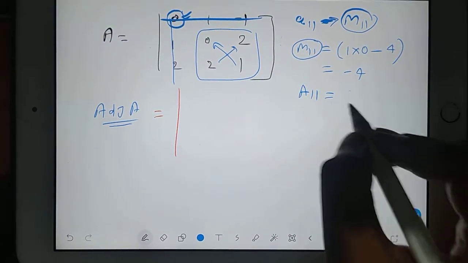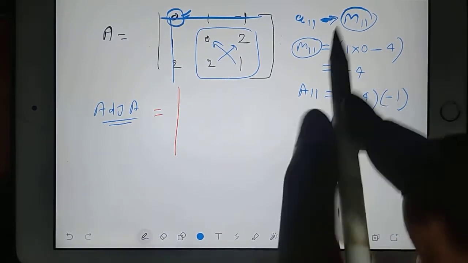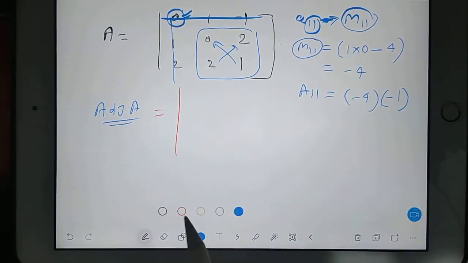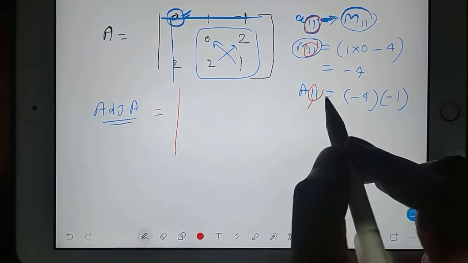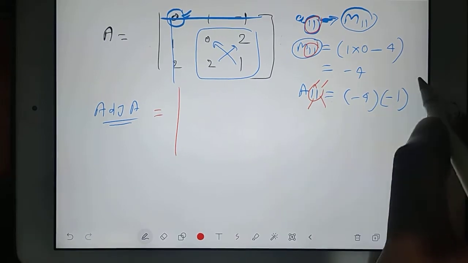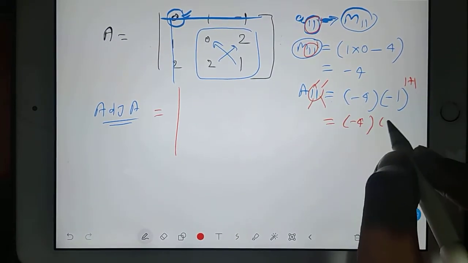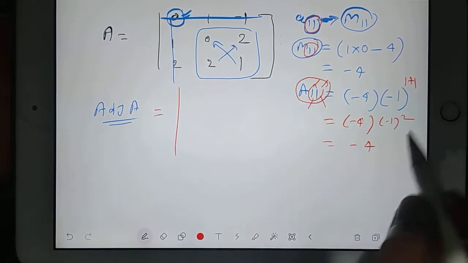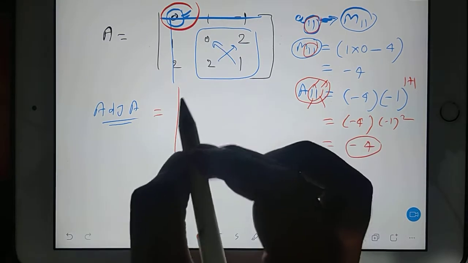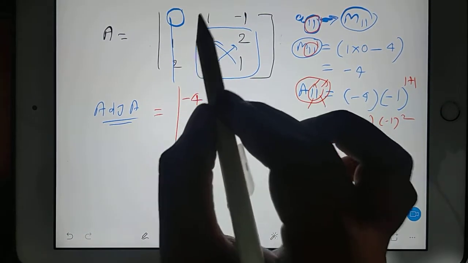Then immediately you find out A11. How will you calculate A11? In this minus 4, you put minus 1 power. You check the order. Order is 1 1. So your row is 1, column is 1. The location is 1 plus 1. So you put here 1 plus 1. Okay, so minus 4 times minus 1 squared. So it is actually minus 4 is the final answer. So your A11 is minus 4. So here now you replace minus 4. Got it? Okay.